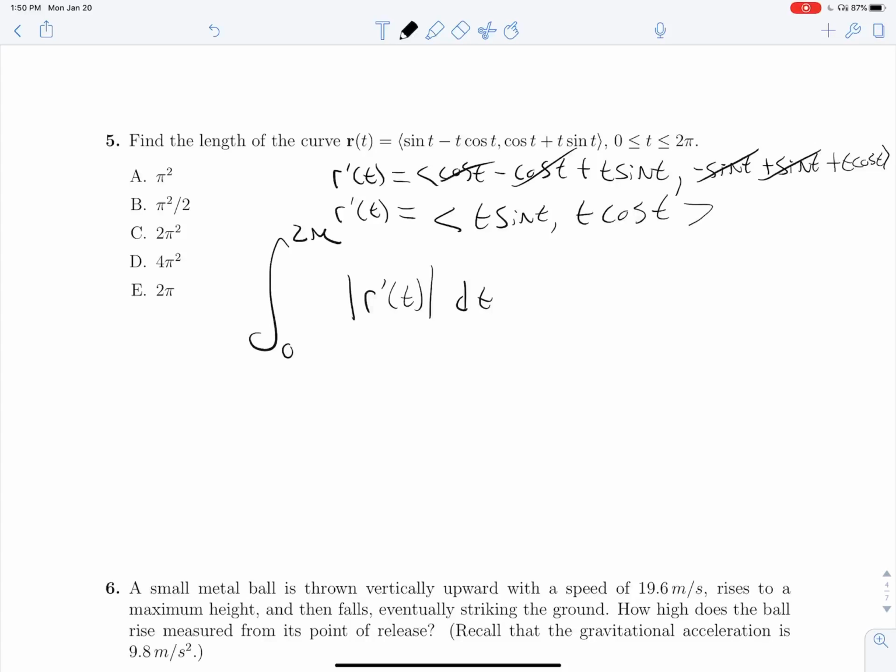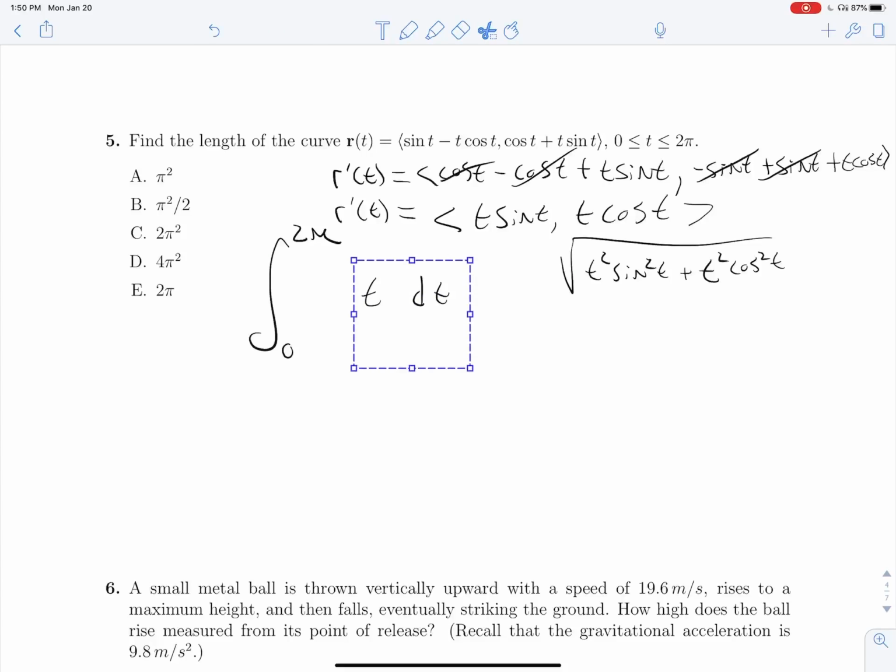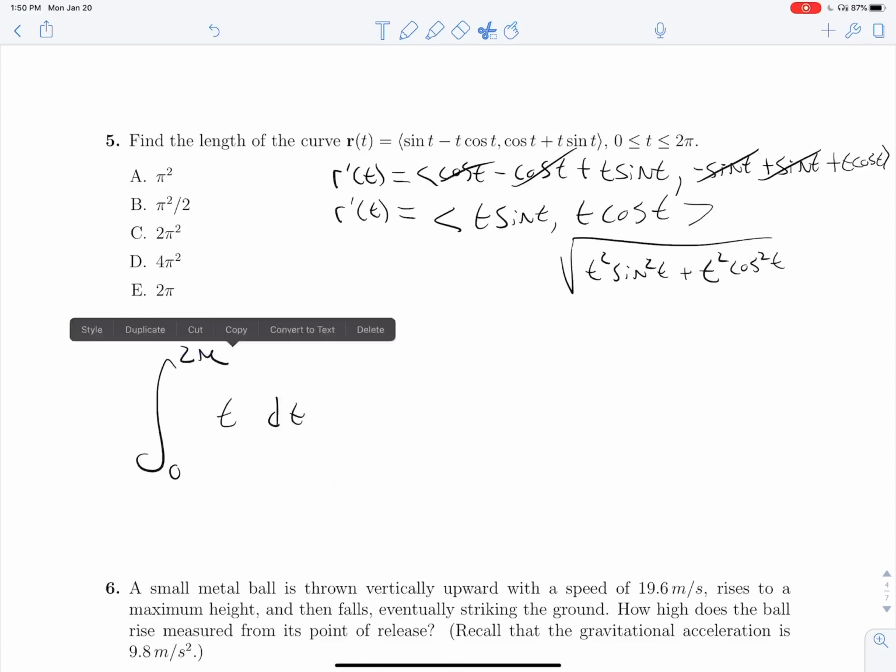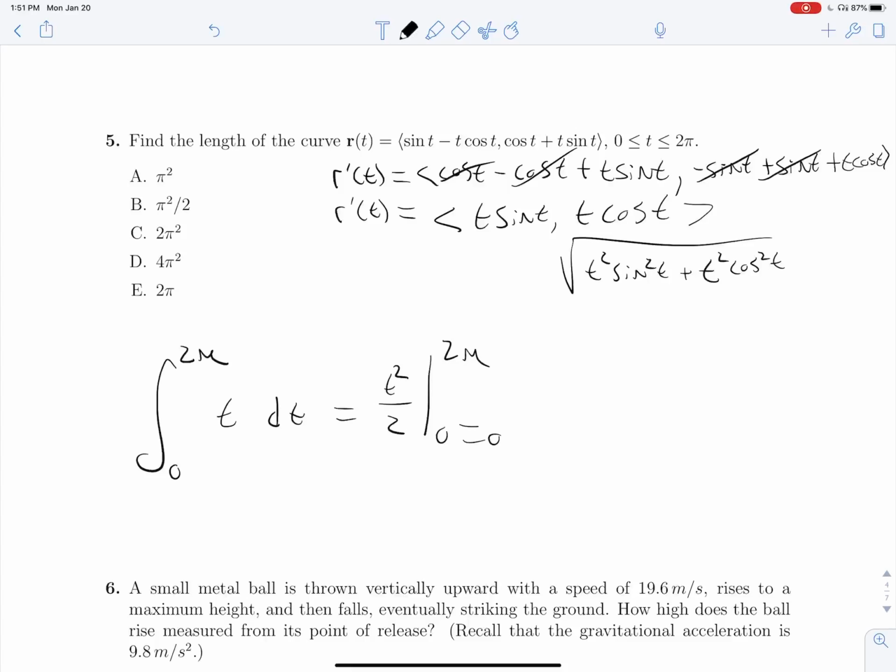The magnitude of that is going to be the square root of t squared sine squared t plus t squared cosine squared t. That will simplify down to the square root of t squared, or just t. So we are left with this integral that's a lot less scary than anything that we had before. And when we evaluate this, we will get t squared over 2 on 0 to 2 pi, which will be 4 pi squared over 2. So 2 pi squared, which is answer choice C.